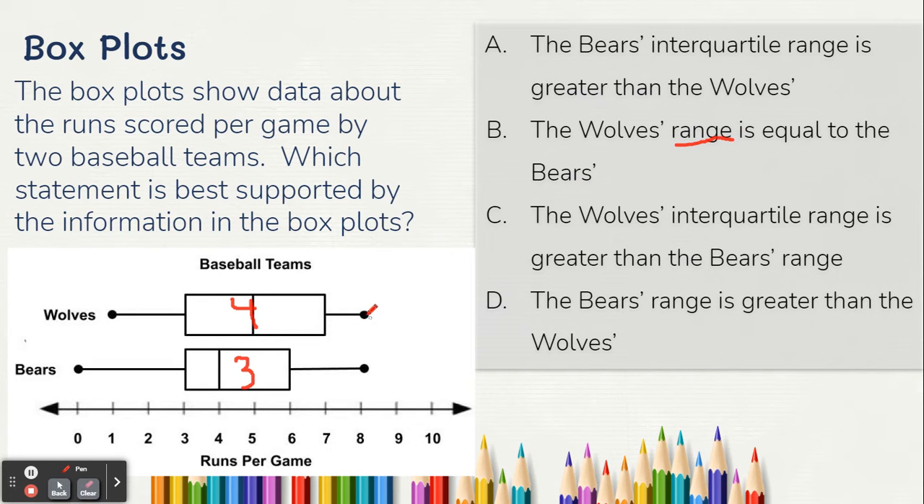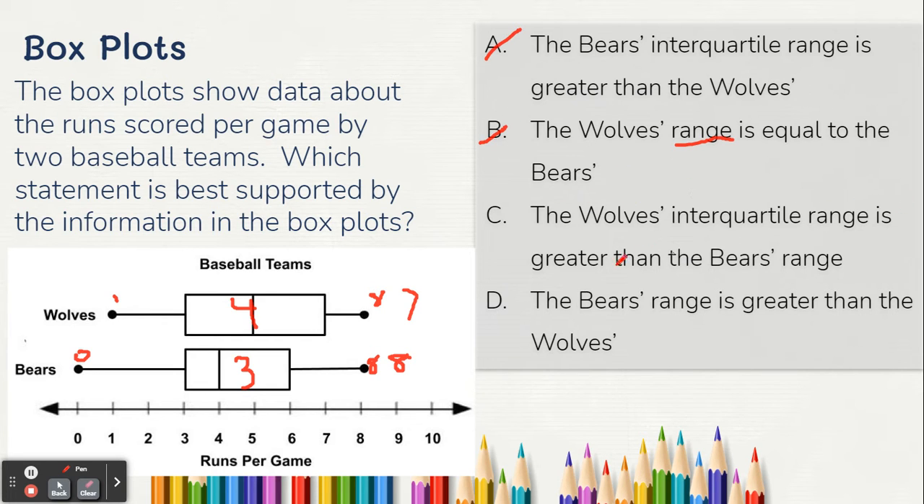So now let's look at the range. The range goes from the maximum to the minimum. So we start at 8 on both of these, and then this one we end at 1 and this one we end at 0. So 8 minus 1, my total range would be 7 here, right? And then 8 minus 0, my total range would be 8. So those aren't the same, so it's not that one either.